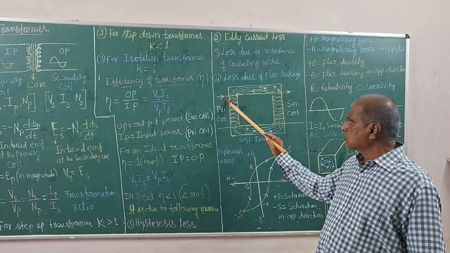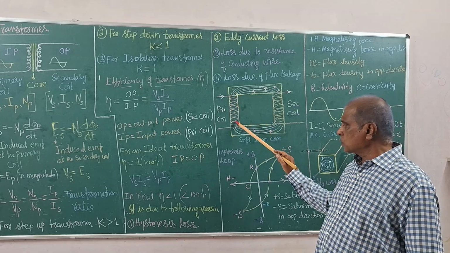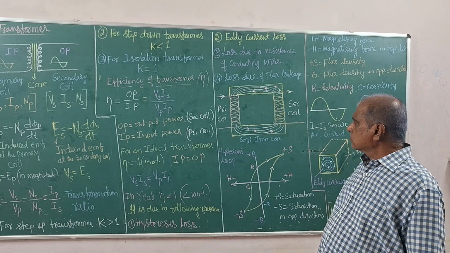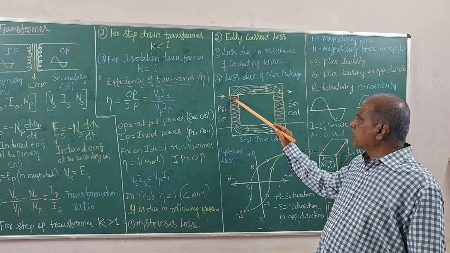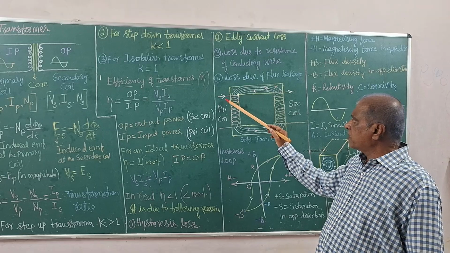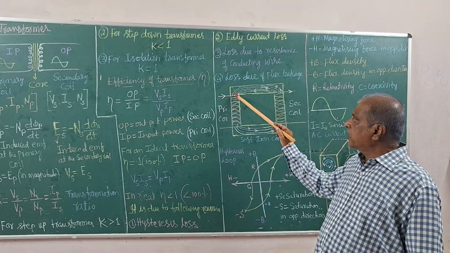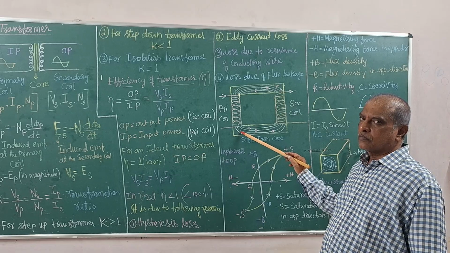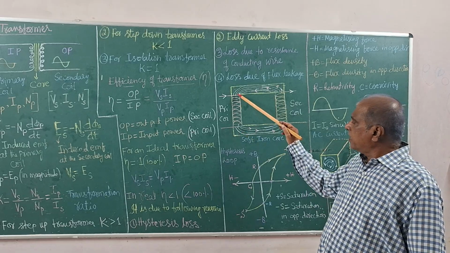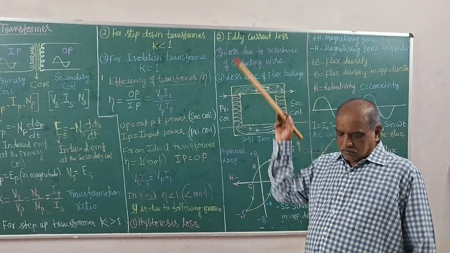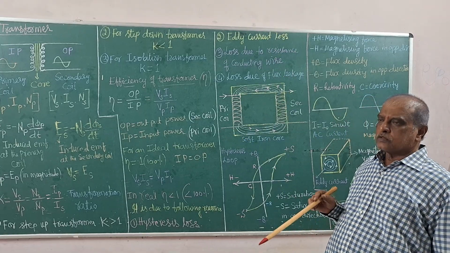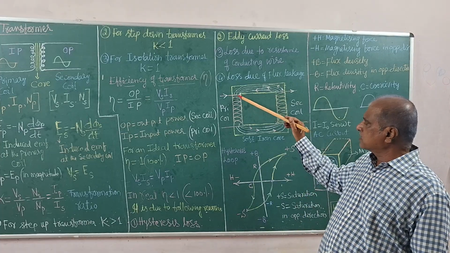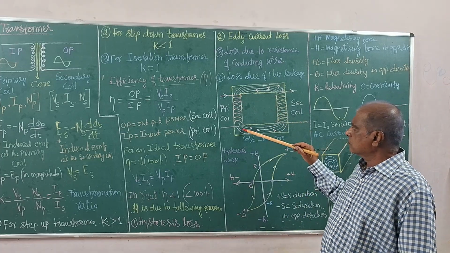As the current flows, magnetic field is induced along the axis. And if the current varies, if you have variable current, we get variable magnetic field. In other words, variable magnetic flux. Flux means total magnetic field to the material.